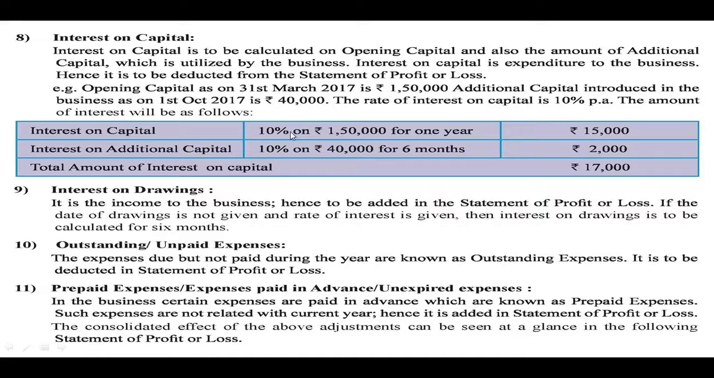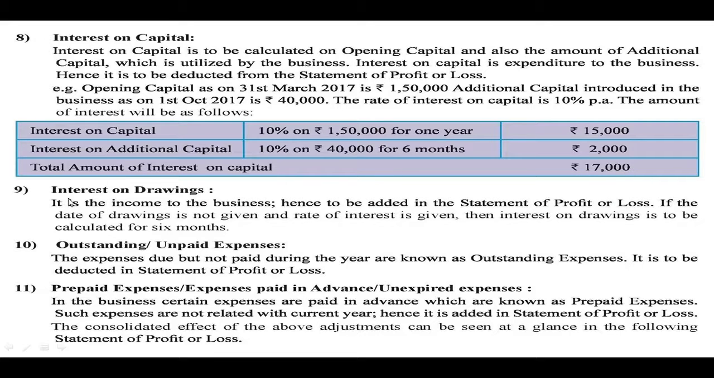So 10% interest on rupees 1,50,000 comes to rupees 15,000. The additional capital is introduced on 1st October 2017. So we have to count the months from October till 31st March 2018. That comes to 6 months. So 10% interest on 40,000 for 6 months comes to rupees 2,000. So total amount of interest on capital is rupees 17,000.